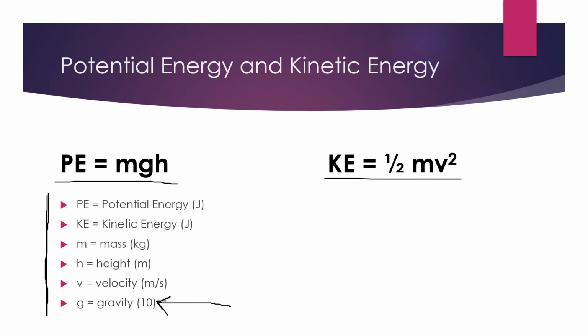The kinetic energy equation is one half times the mass times the velocity squared. So here are our two equations, and here are our variables. As you work on some of the problems, you may want to turn back to the slide and pause it, or simply take notes of this, so that when you do the problems, you can see all this very clearly.